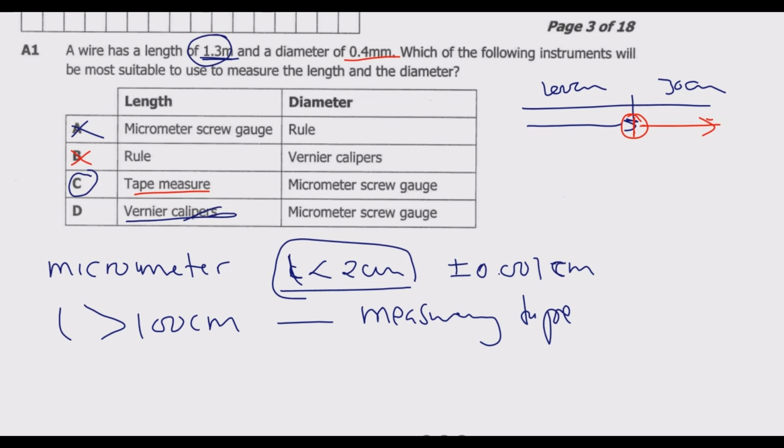Take note that when you're measuring a length less than 2 centimeters, such as the thickness of a wire, a hair, or a small cotton, you use a micrometer screw gauge. When you are measuring the diameter of things like a beaker or a bottle, you use vernier calipers, which are for lengths that range between 1 centimeter and 10 centimeters. Then for a medium distance, between 5 centimeters and up to 100 centimeters, you can use a ruler, specifically a meter ruler. That's what you need to know, so make sure that you revise it. Once you revise that, you'll be able to answer any question on this topic.